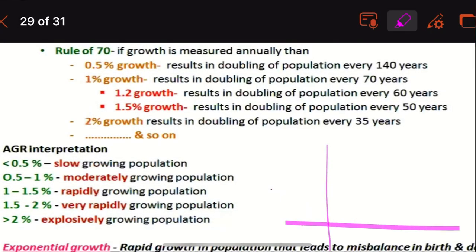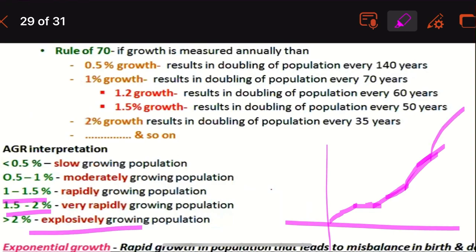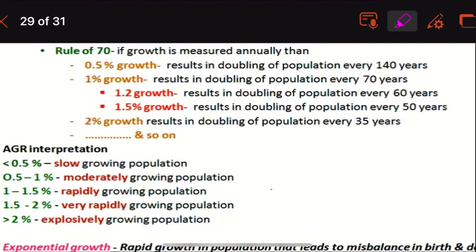So I hope it is clear. At 0.5, how is the growth? Slow. If it is almost 1%, moderate. 1 to 1.5, rapidly growing. 1.5 to 2, very rapidly growing. Then the last one, more than 2, it is explosive. Very high. I hope it's clear.